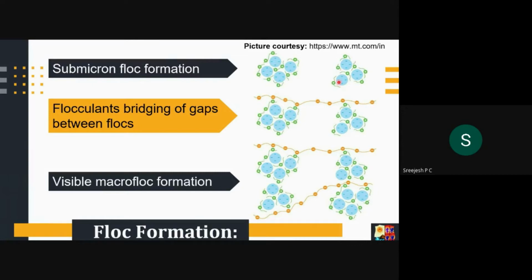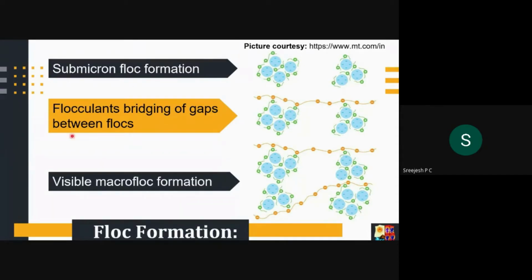These are all the microflocs. Now these microflocs are still microscopic in size. Now what we need to do is the agglomerization. The agglomerization is nothing but the flocculation. For that, you need to add flocculant and also provide gentle mixing.